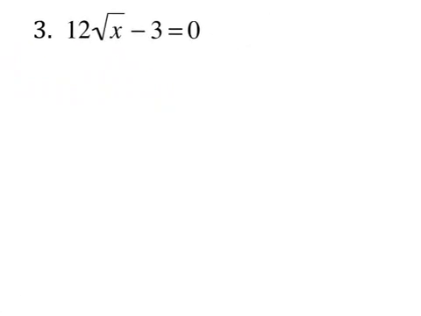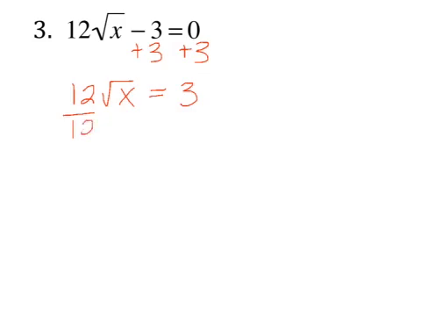The next problem, 12 square root of x minus 3 equals 0. Think about what we need to do first. If you knew to add 3 to both sides, you're right. So we have 12 times the square root of x equals 3. So before we get rid of the square root and square both sides, we need to divide both sides by 12. So we get the square root of x equals 3 over 12, but remember that can be reduced to 1/4.